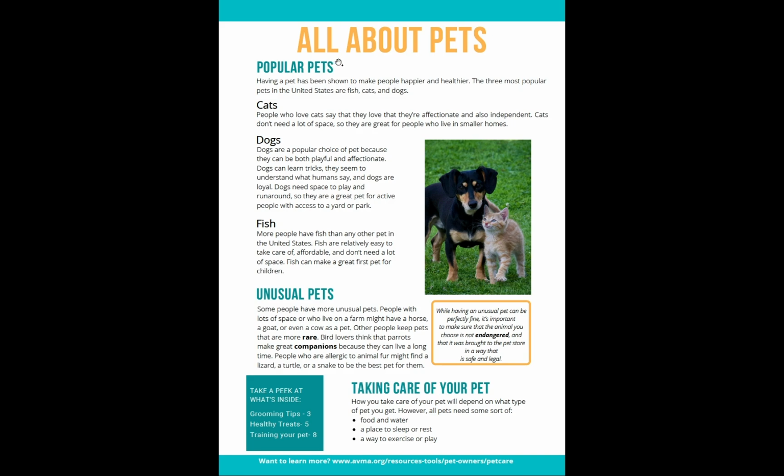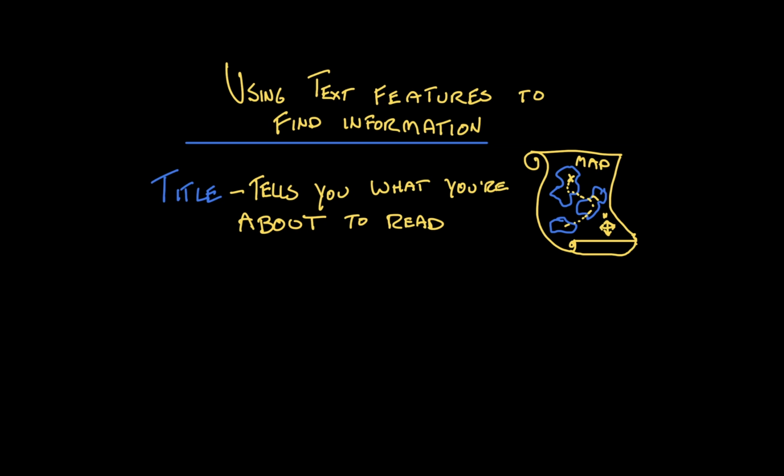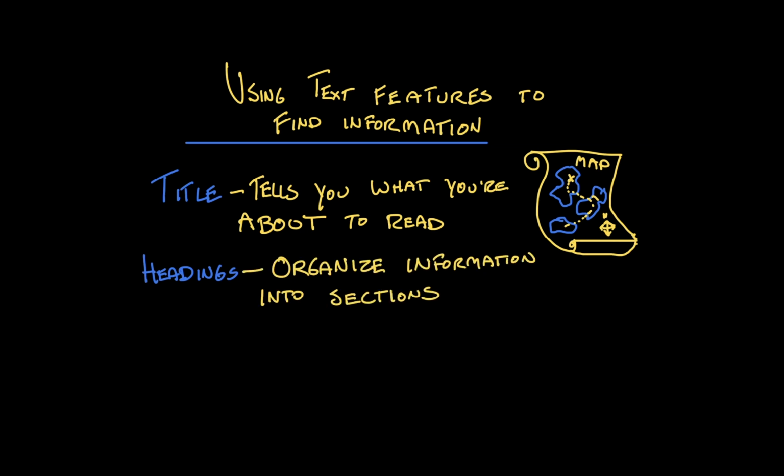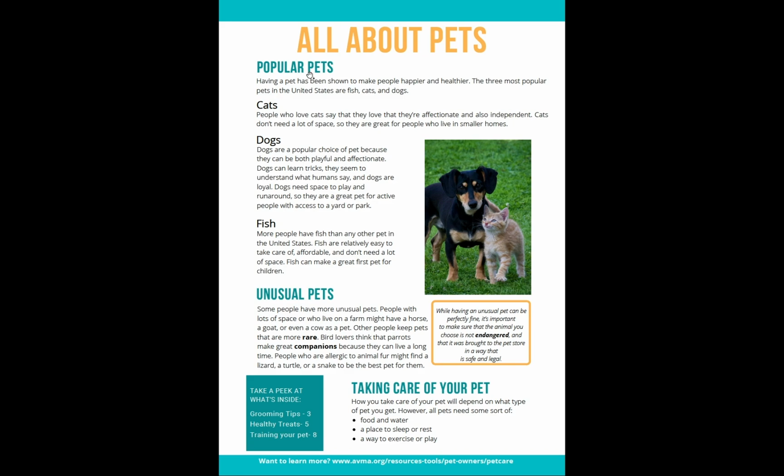Now below it, in green, you can see 3 examples of the next kind of text feature that I want to talk about, which are called headings. And we'll go back to that other screen in a second, don't worry. And headings organize information into sections. So we can see that there are 3 big headings here. We've got popular pets, unusual pets, and taking care of your pets. These are the 3 headings that all fall under the main topic of all about pets.